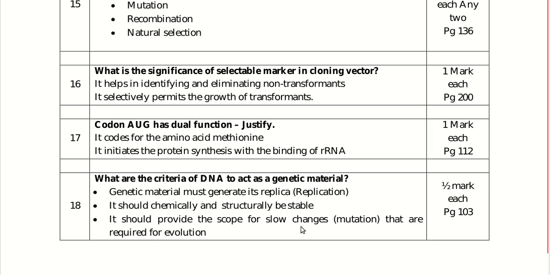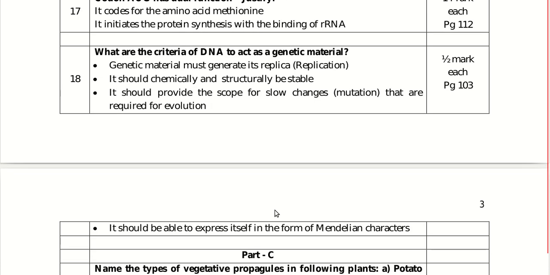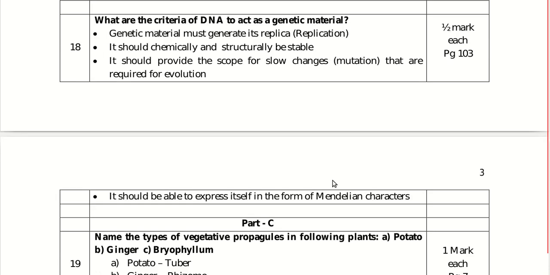Genetic material should provide the scope for slow changes or mutation that are required for evolution. So these are the criteria for DNA to act as a genetic material. It should also be able to express itself in the form of Mendelian characters for DNA to be a genetic material.